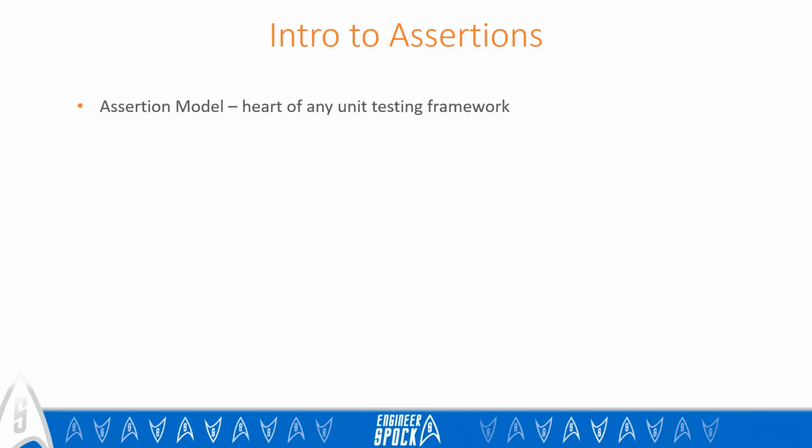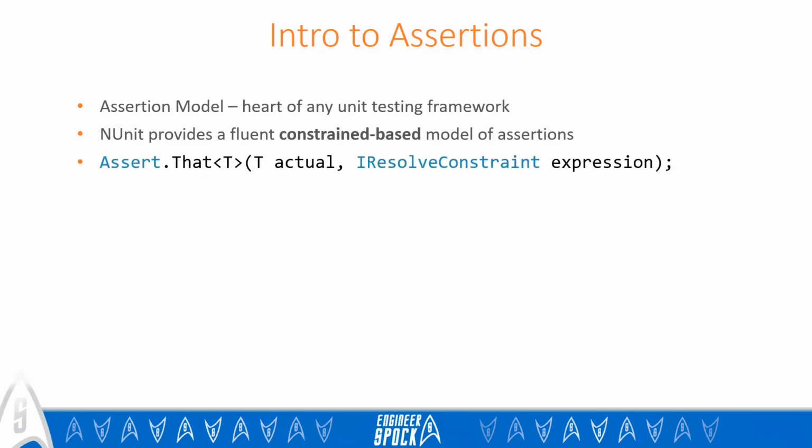The heart of any unit testing framework, from the developer's perspective, is its assertion model. Modern NUnit implements a fluent constraint-based model of assertions. What does it mean in practice? In practice, we use almost for all the assertions the That method. Here on the slide, you see the signature of a generic That method. It accepts the actual result as the first parameter and the so-called constraint object as the second one. The most important thing here concerns the second parameter.